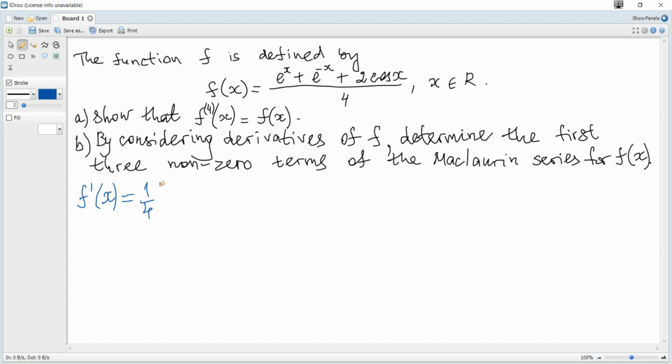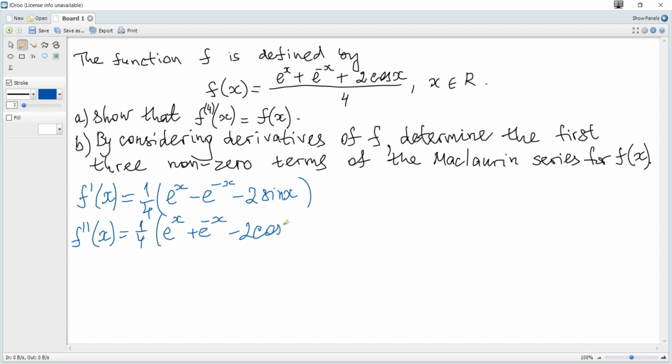So it's 1 over 4, e to the power of x, whose derivative is e to the power of x, e to the power of negative x, whose derivative is minus e to the negative x, cosine, whose derivative is negative sine, so minus 2 sine x. And the second derivative of f is 1 over 4, e to the power of x plus e to the negative x minus 2 cosine x.